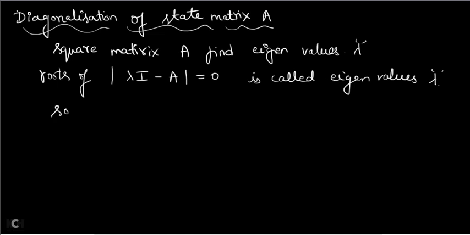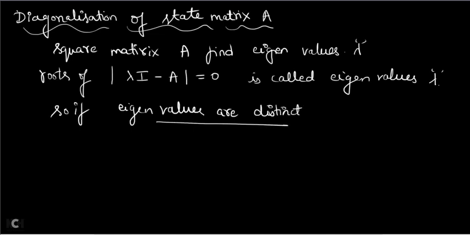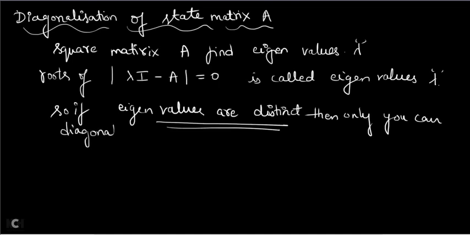So if eigenvalues are distinct, meaning all the eigenvalues are different values. If they are distinct, then only you can diagonalize A matrix. Otherwise you cannot convert A matrix to the diagonal form.